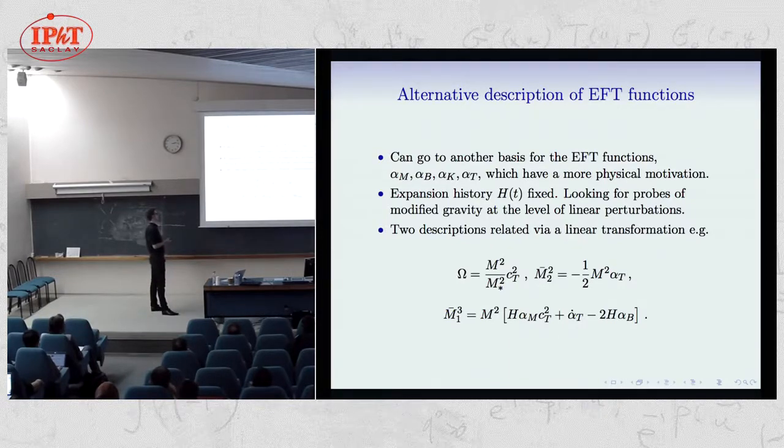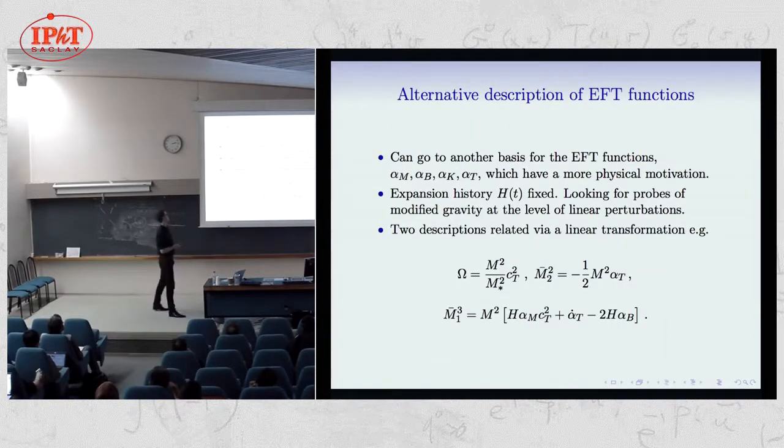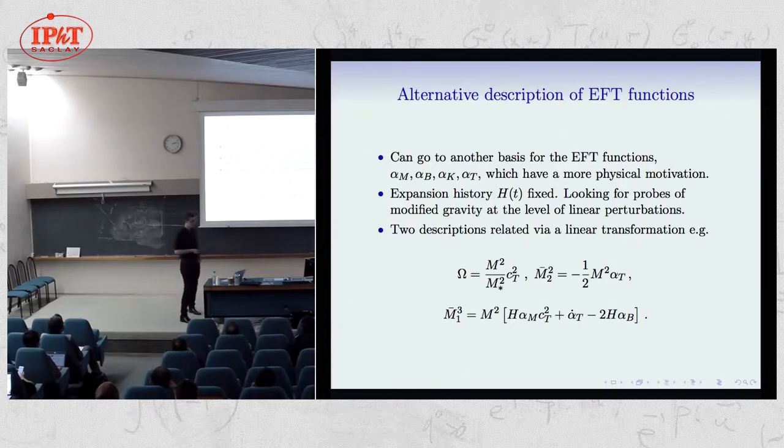Also, there's this omega, which was out in front of the Ricci scalar. That's both related to a modification of the Planck mass and the speed of gravitational waves. So there's kind of two things here. Lucas will talk a bit about that tomorrow in more detail, but it's quite a nice expression. And then we can do the same for all of them.